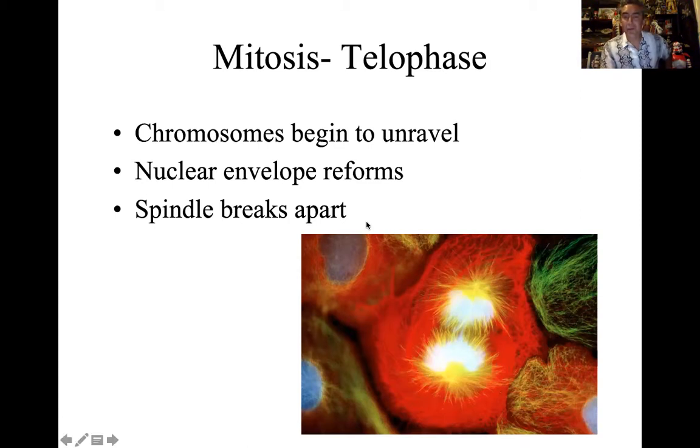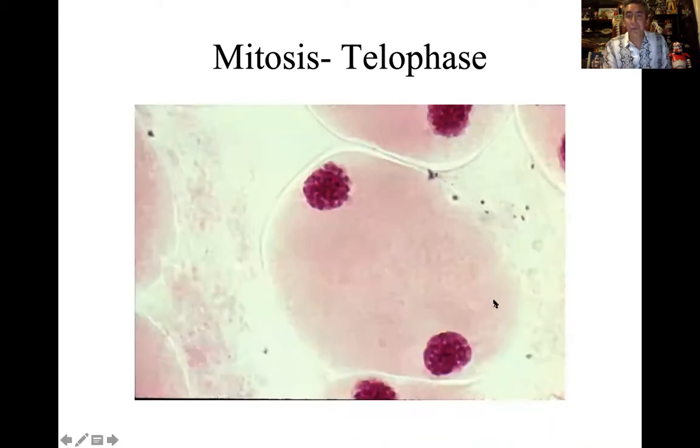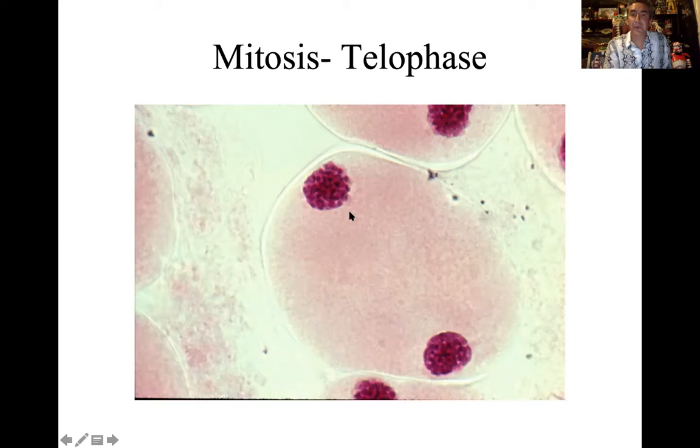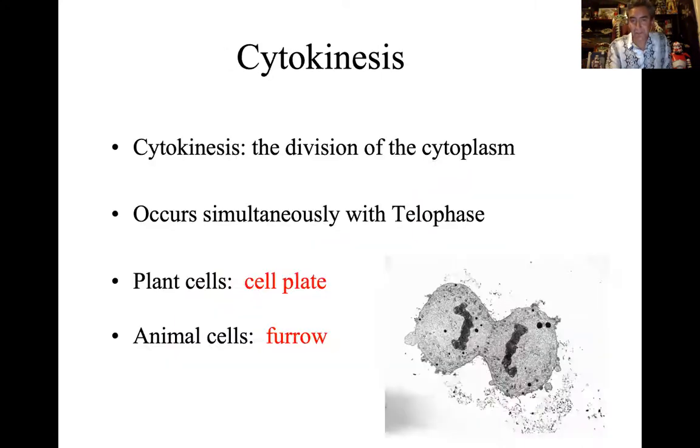And then the chromosomes that have been tightly compacted, at this point, start to relax and unravel and go back to their resting arrangement. So we have our nuclear envelope that has occurred within our same cell. So we have one single cell in telophase. At this same time, again, cytokinesis is sort of happening.